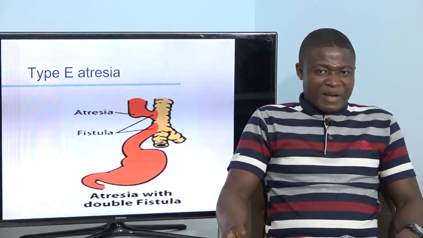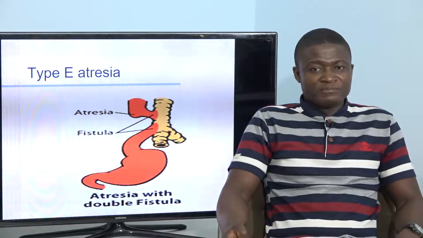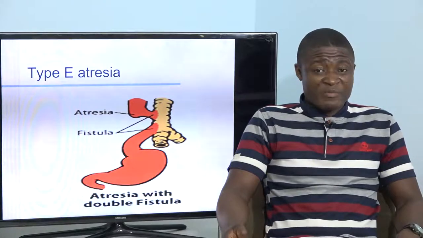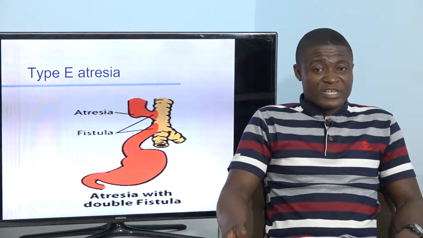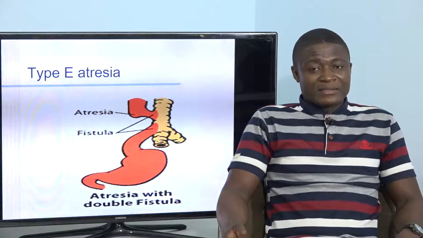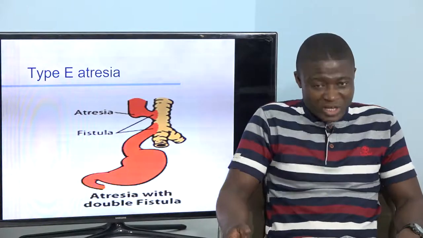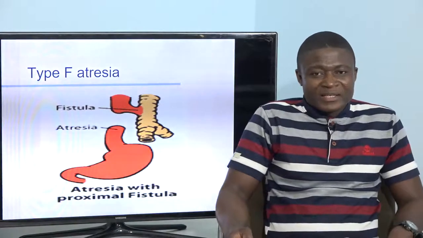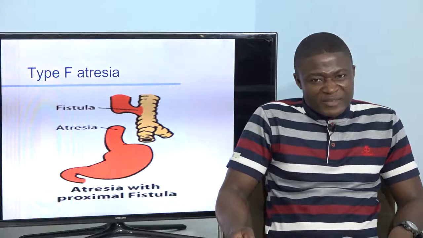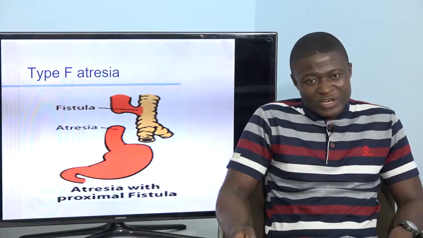The part that is coming from above, connected separately to the trachea, the part of the oesophagus coming from the mouth, is fistulated to the trachea, and then the remaining segment of the oesophagus connecting to the stomach is also fistulated to the trachea. With this one, the part of the oesophagus coming from the mouth is fistulated to the trachea, whereas the part that is coming from the stomach is hanging, not connected to anything.